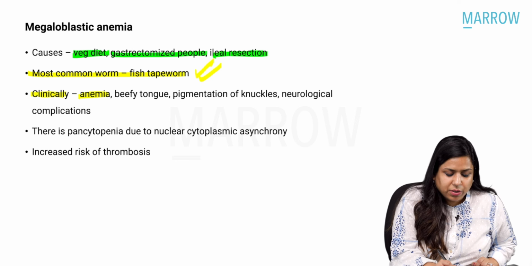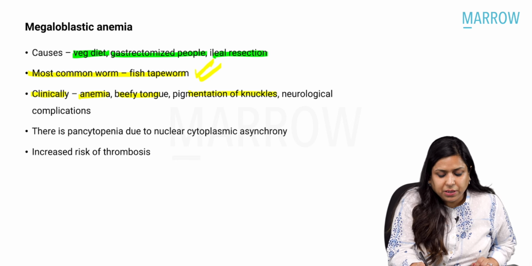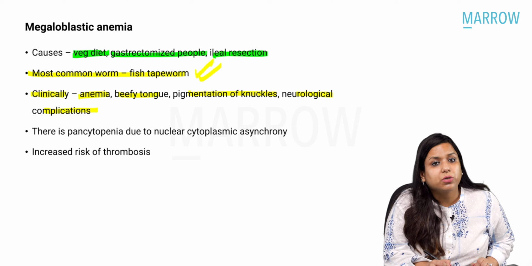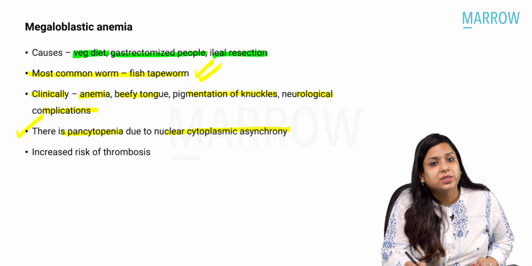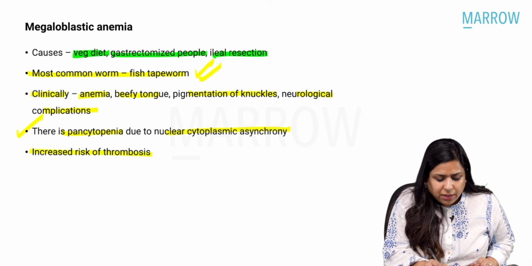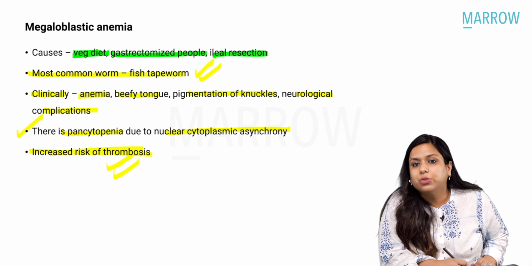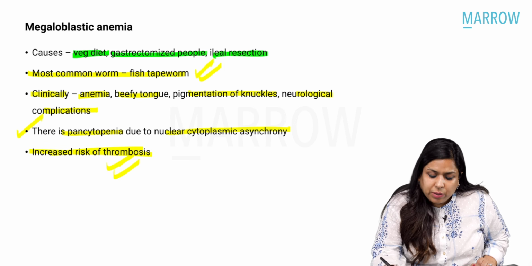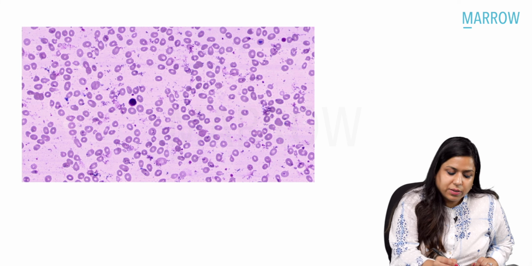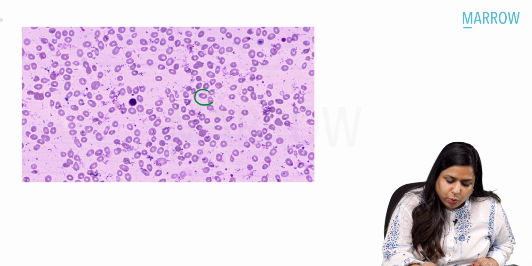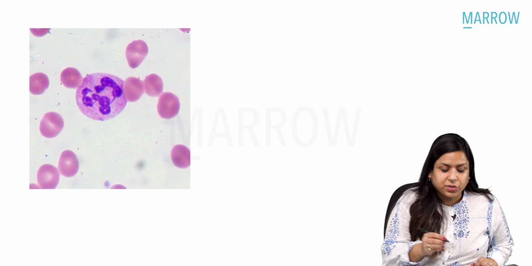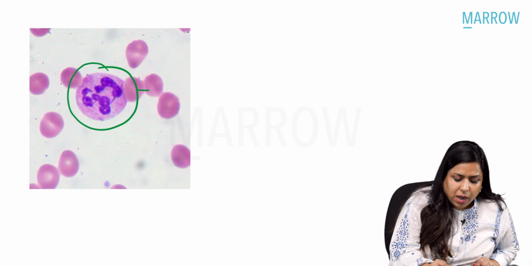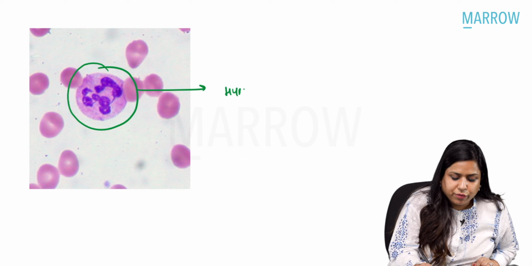Clinically, the patient has anemia, beefy tongue, pigmentation of knuckles or neurological complications. There is pancytopenia due to nuclear cytoplasmic asynchrony, and there can be an increased risk of thrombosis also, right? Two images you need to remember. One is macro-ovalocytes. Can you see? The cells are macrocytic and oval. Another very important image is that of a hypersegmented neutrophil.